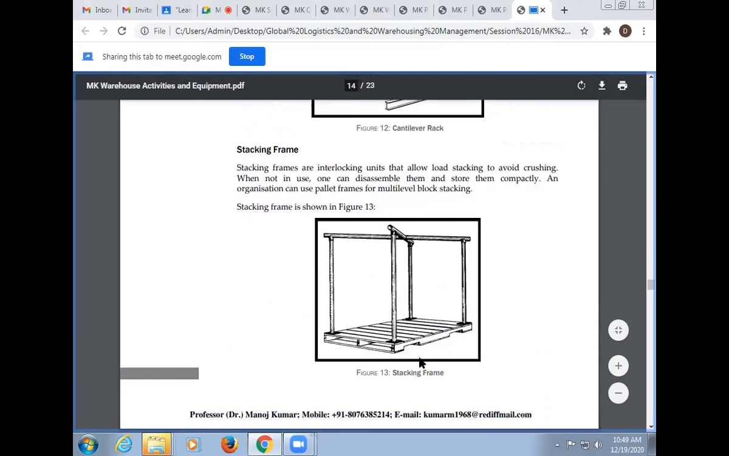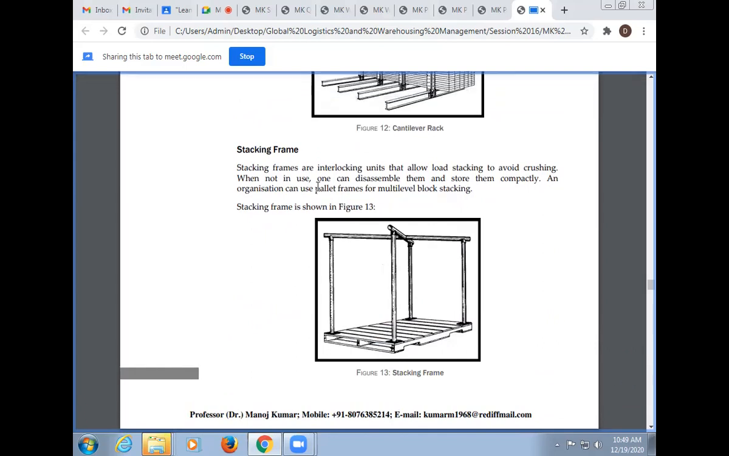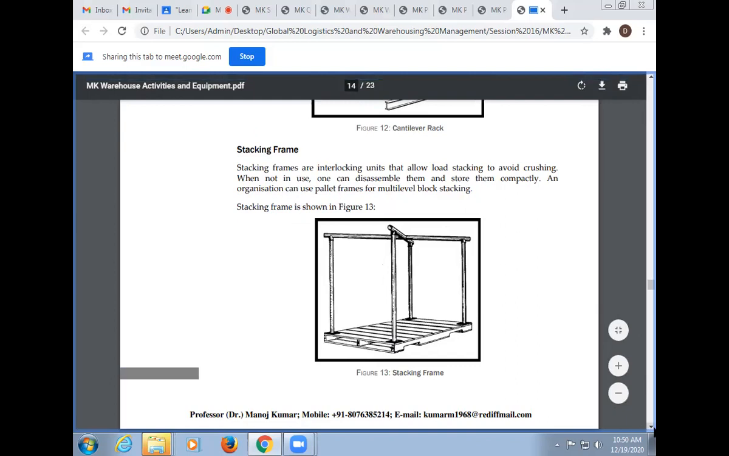Stacking frame. Stacking frames are interlocking units that allow load stacking to avoid crushing. When not in use, one can disassemble them and store them compactly. An organization can use pallet frames or multi-level block stacking. A stacking frame is shown in figure 13.